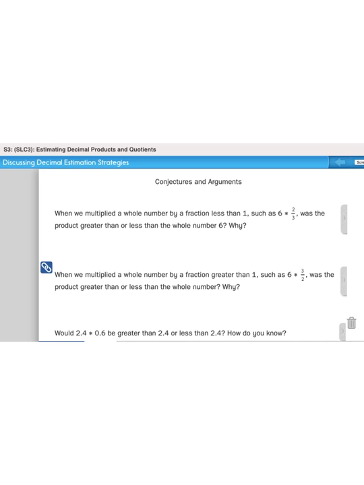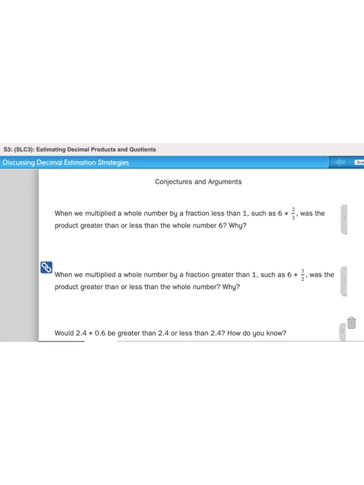When we multiplied a whole number by a fraction greater than 1, such as 6 times 3/2, was the product greater than or less than the whole number? It was greater than, because if you think of equal groups, there will be more than one group of 6. That is more than 6. You can use the same reasoning to predict sizes of products and quotients of decimals.